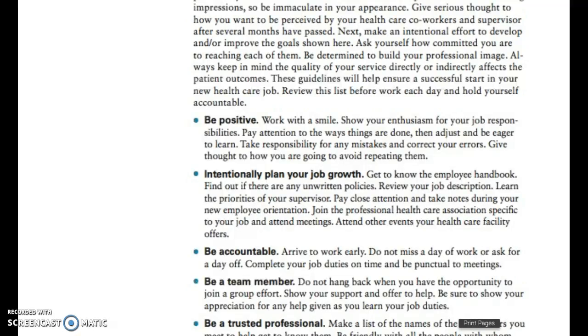So make sure that you are looking through that employee handbook, that you know what the policies are, that you know what your specific job is. Make sure that you're coming to work on time. Don't miss work. Don't no call, no show, that type of thing. If you have the opportunity to shine by stepping up and doing something that nobody else wants to do, do it. Be that person that they're looking for.